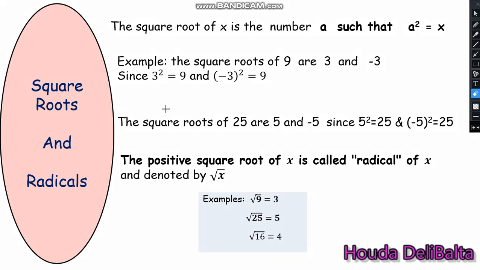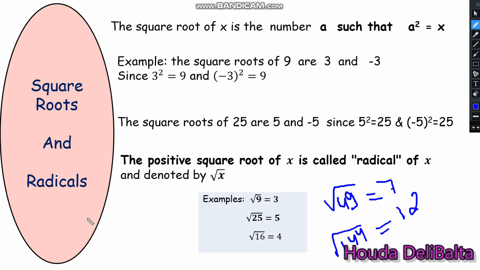Notice that the numbers inside the radicals are perfect squares because the answer of the radicals is just a natural number. Similarly, radical 49, for example, is 7. Radical 144 is 12. Radical 81 is 9.